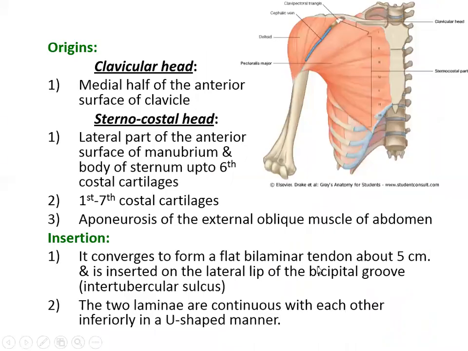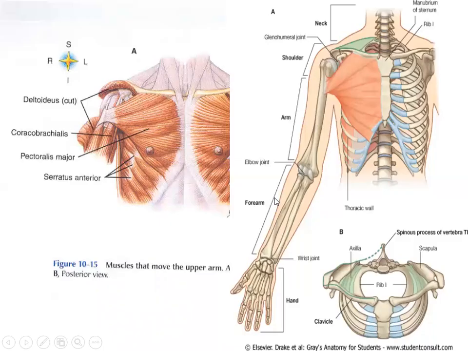So it converges to form a flat bilaminar tendon about 5 centimeters long, and it is inserted on the lateral lip of the bicipital groove, which is also called the intertubercular sulcus. The two laminae are continuous with each other inferiorly in a U-shaped manner. So this becomes the anterior layer, the muscle coming from here; this becomes the posterior layer, and it becomes like a U-shaped tendon which gets inserted to the bicipital groove.